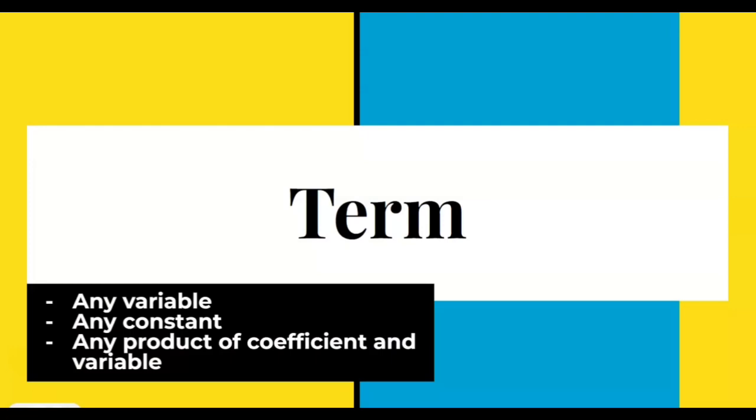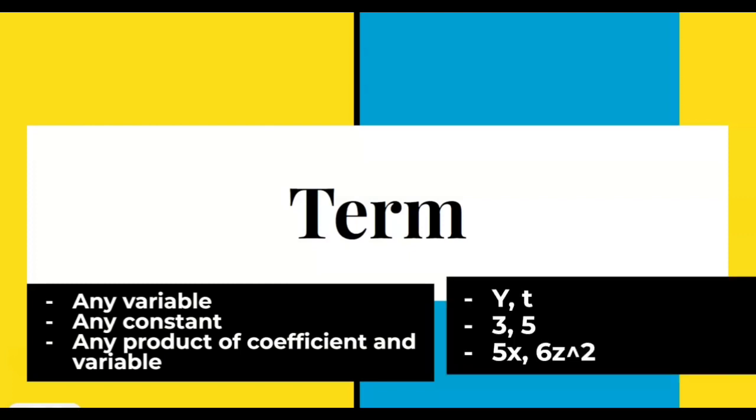Earlier, I alluded to the word term, and you might have been wondering, but what are terms? It's any variable, any constant, or any product of coefficients and variables. For example, y and t, these would be our variables. So these are terms. Any constant, for example, 3 and 5, these are terms. Any product of a coefficient and variable, for example, 5x or 6z squared.